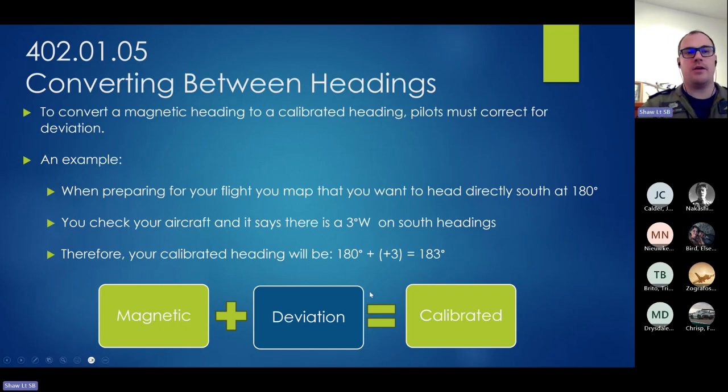Whereas variation is laid out on a map, right? No matter if you get a different map and look at it, it should still be the same as long as it's made from the same year. But deviation is each individual airplane will have its own kind of errors on it.